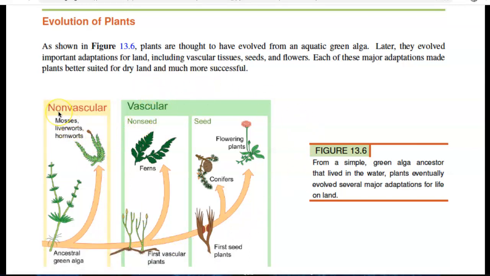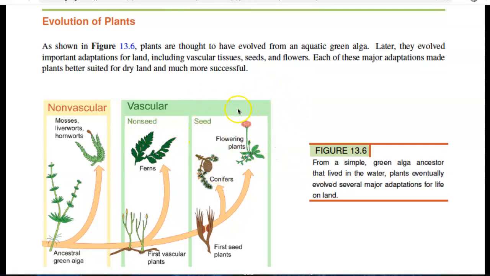Non-vascular means they don't have any tubes within the plant to carry up water and nutrients from the ground. Vascular plants do. And so vascular plants have what are called xylem and phloem. We'll see that a little bit later. And at first, these vascular plants were non-seed. They didn't have seeds. But then we had seeds in conifers and then flowering plants.